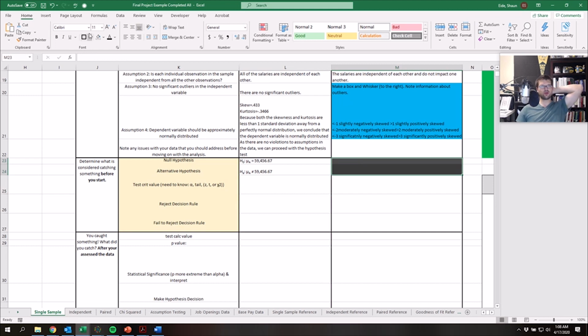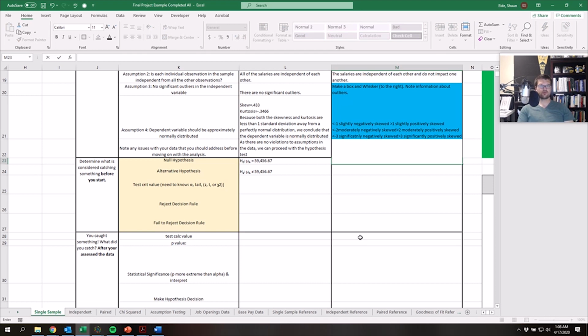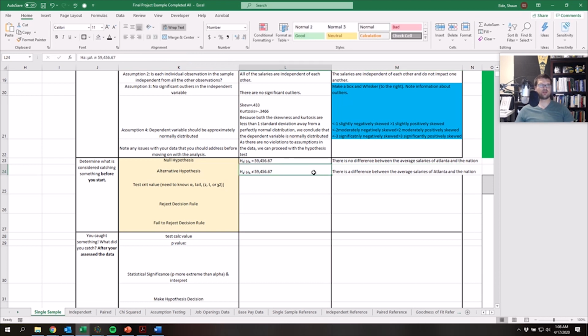And then right over here, what would be really great is if you were to write it in words: there is no difference between the average salaries of Atlanta and the nation. And then you can literally just copy this, Control C, Control V. There is a difference between the average salaries of Atlanta and the nation.